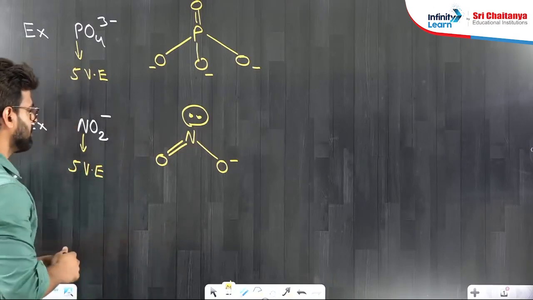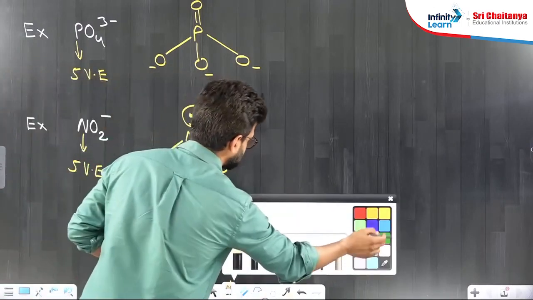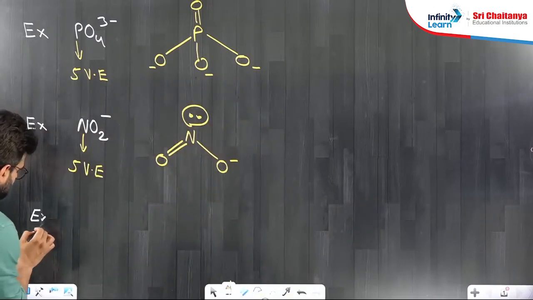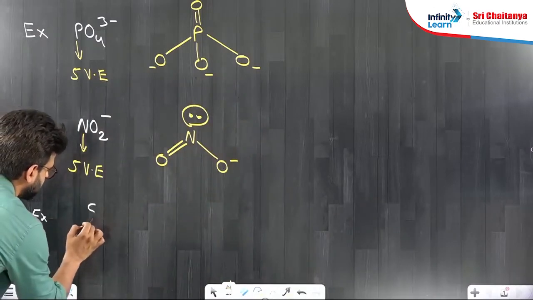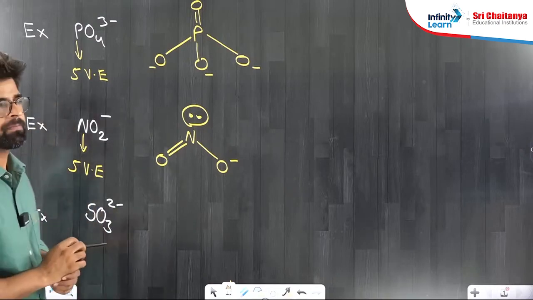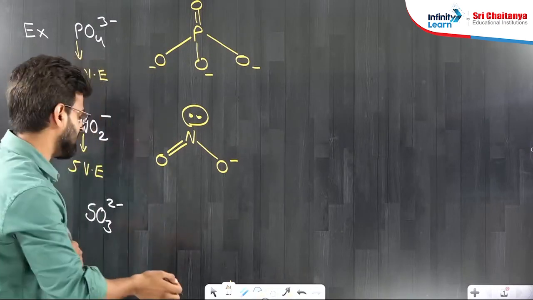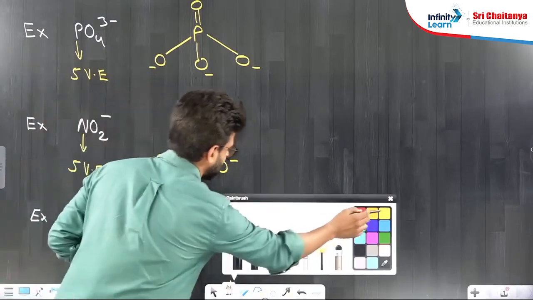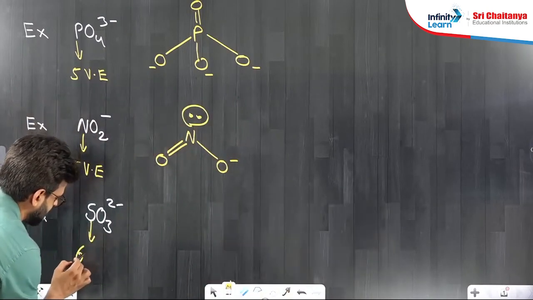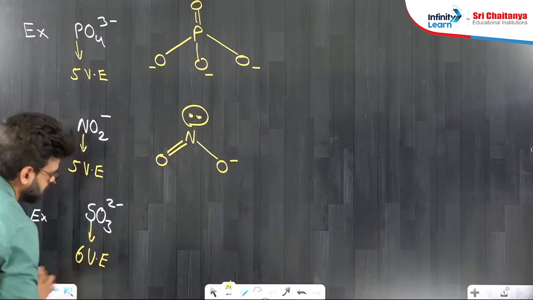Sure, right? Okay, great. Now the next thing, imagine I am taking one more example, SO3 2 negative, the sulfite ion. Same way, if I take the sulfite ion, here sulfur has how many valence electrons? Sulfur has 6 valence electrons, belonging to the 16th group.